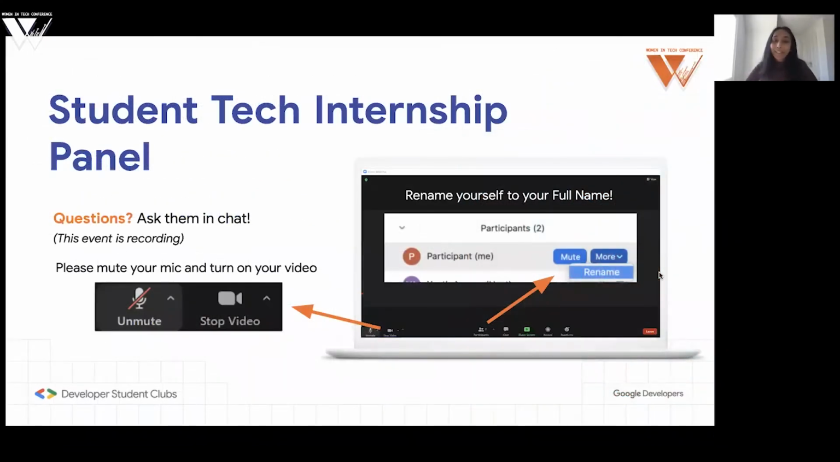Welcome everyone to the Student Tech Internship panel. Today we're being joined by multiple incredible speakers, and we'll basically be discussing how to navigate the ins and outs of the internship application process, talking about general recruitment tips, and essentially how you can make yourself stand out in such a competitive industry like software engineering or computer science.